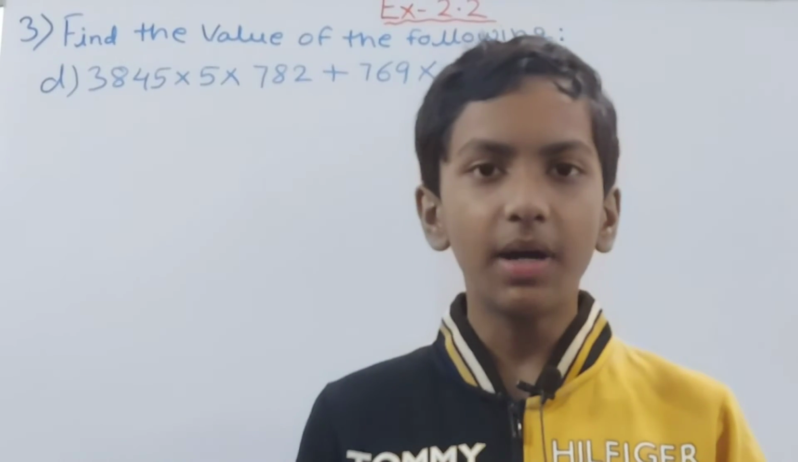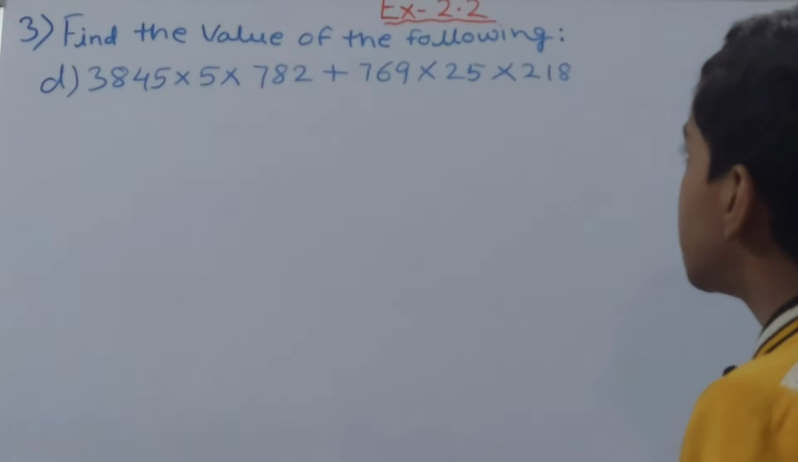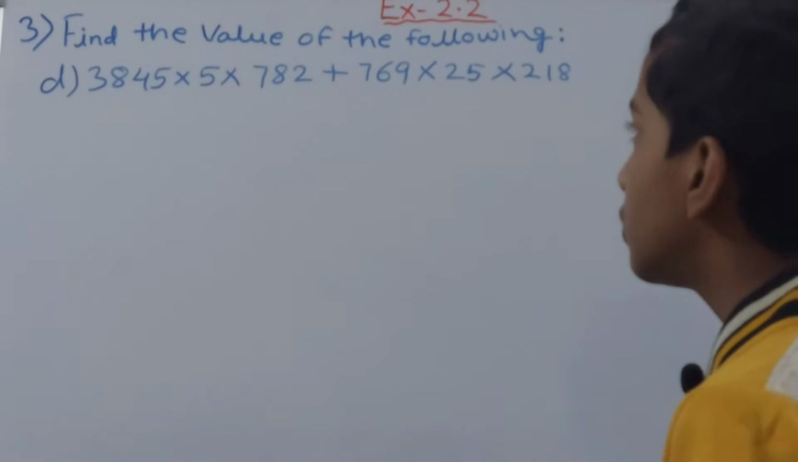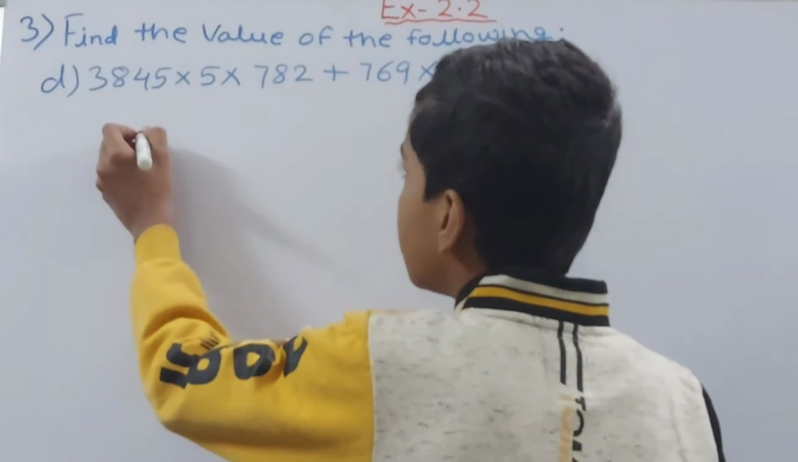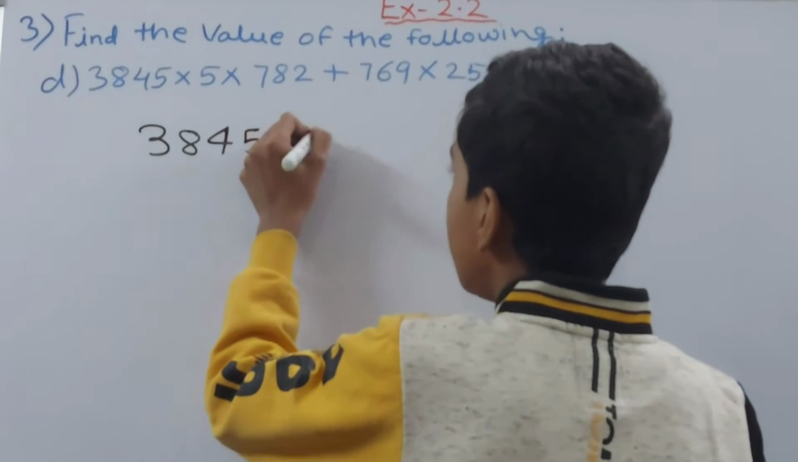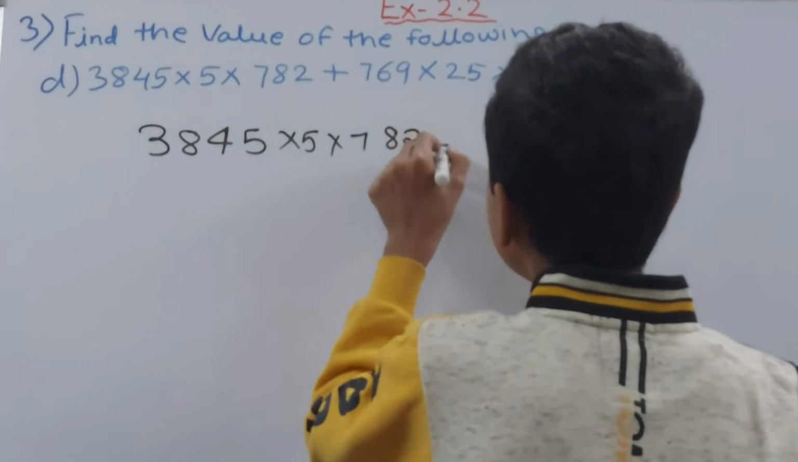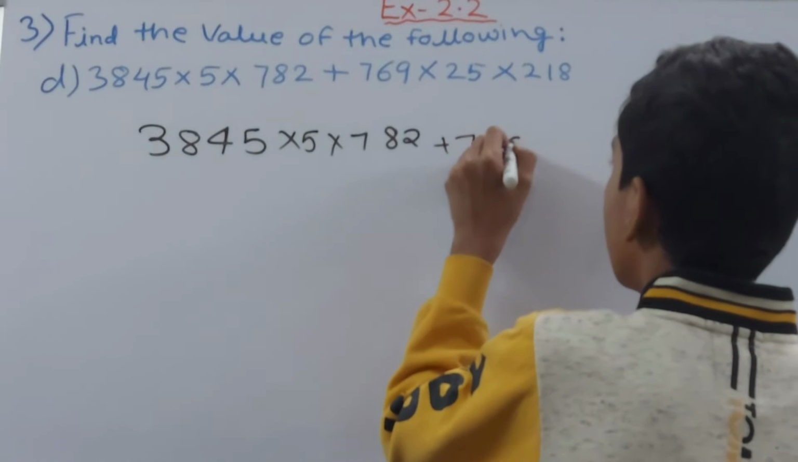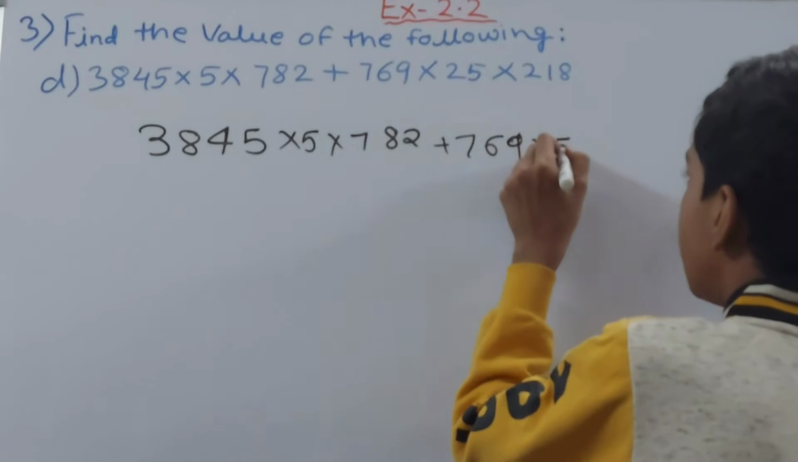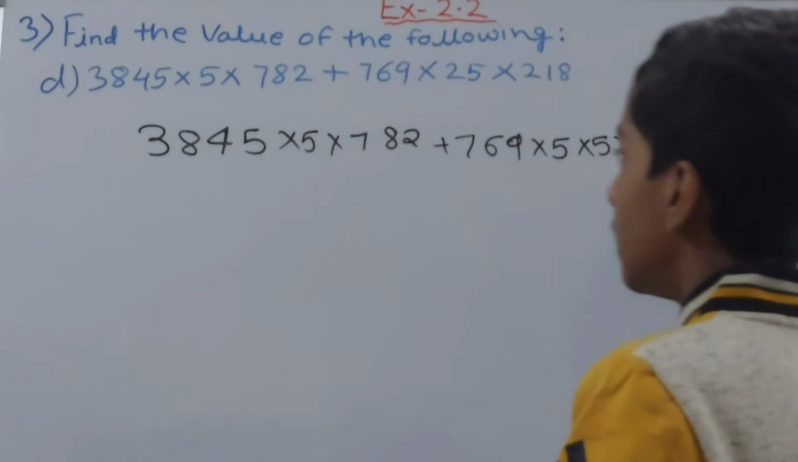Now we will solve the D part. So this is 3845 into 5 into 782 plus 769 into 25 into 218. You can see here first we have 3845 into 5 into 782. So we can write this plus 769, and into 25 we can write 5 into 5 here, and into 218.